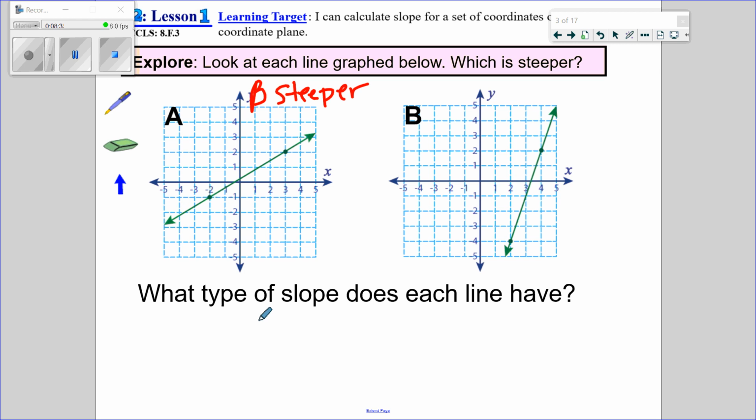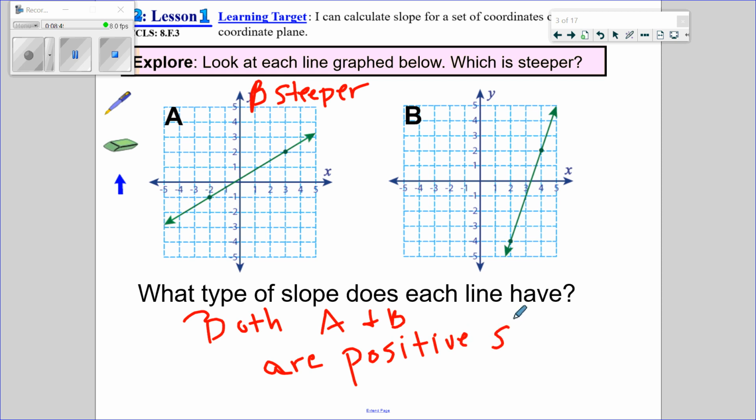And then what type of slope? Both A and B are positive slopes. And how did we know? Increasing from left to right.